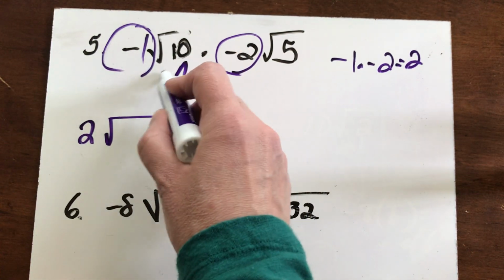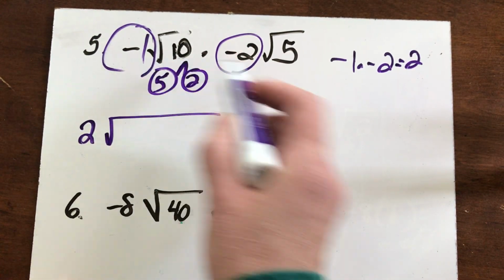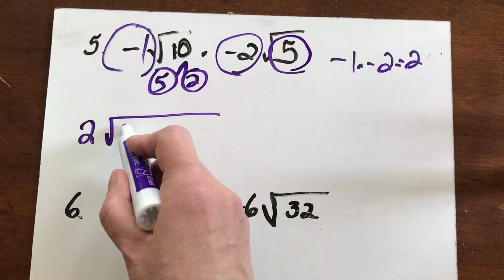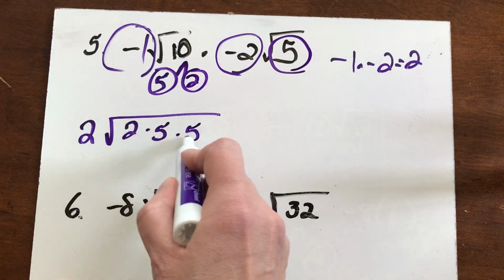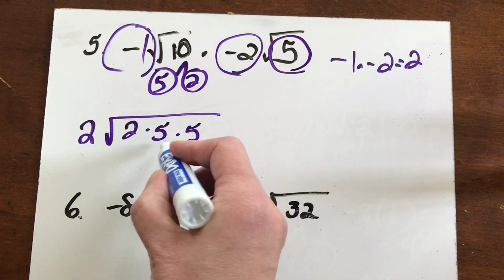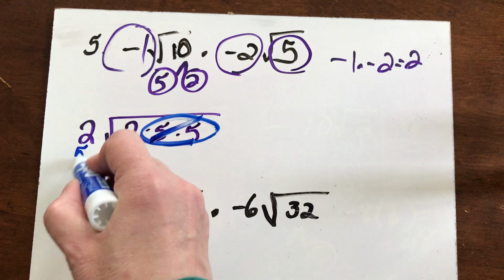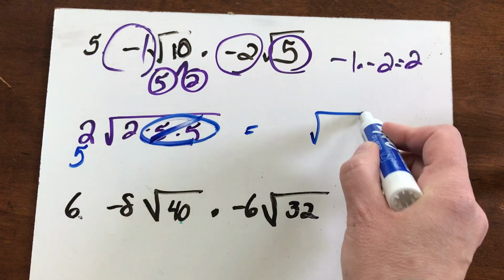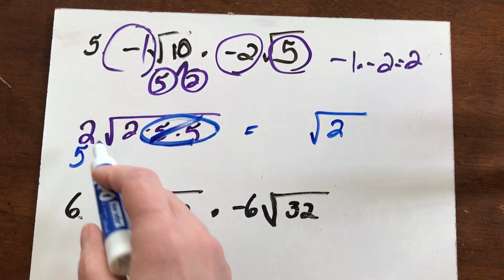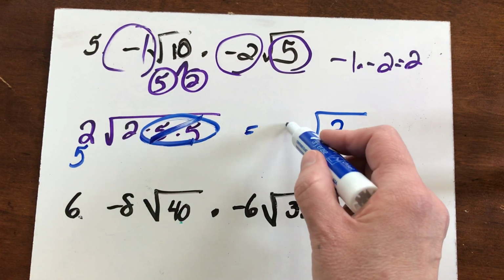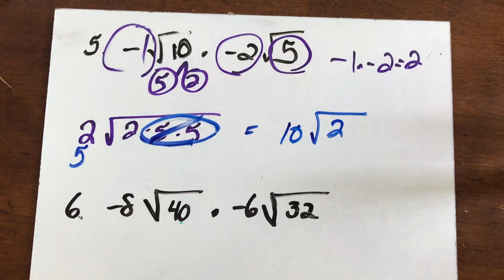Then I'm going to break down 10 to 5 and 2. Now I can't break down 5 because it's prime, so I'm just going to circle it. So I have a 2 times a 5 times a 5. Now I have a pair of 5s because 5 times 5 is 25, so I'm going to pull that out and bring the 5 out. And then what's left underneath is a 2, and that 2 that I got from multiplying the negative 1 and negative 2, I now multiply by 5, which is going to be 10.